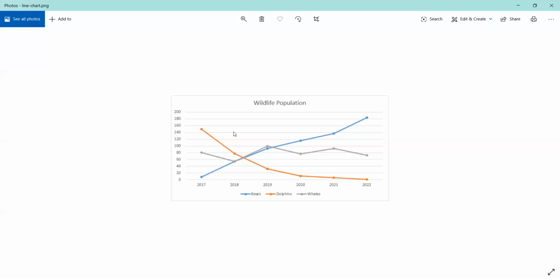Line diagrams are basically displays of information in a series. You see different data points named as markers which are connected in a straight line as a segment. So for example, your line diagram will have something like this. Yeah, this is a line diagram.